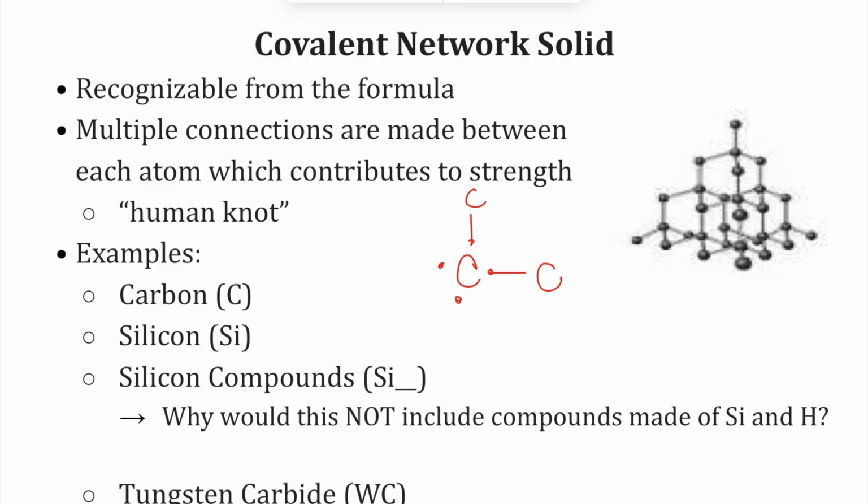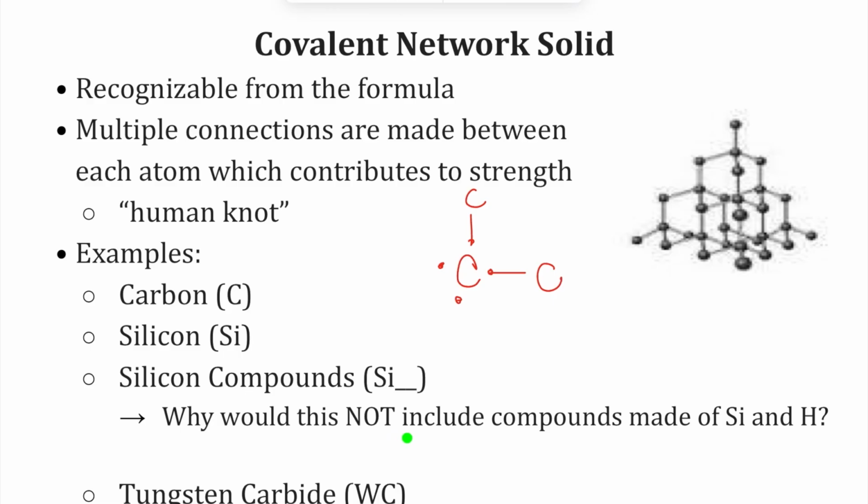And so things that have that ability to share a lot are covalent, but because of that multiple sharing on all sides, they're not going to form individual molecules. That's our covalent network solids. So carbon by itself is a covalent network solid. Silicon by itself, which is right under carbon on the periodic table, also has 4 valence electrons. And silicon compounds, so silicon and anything else, are going to also be covalent network solids.